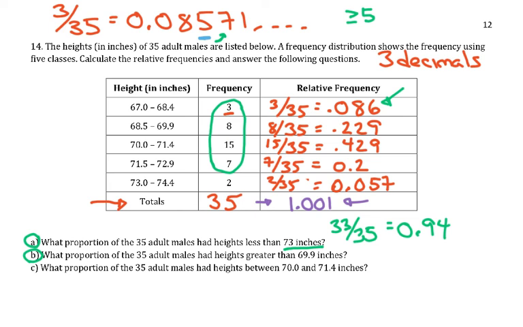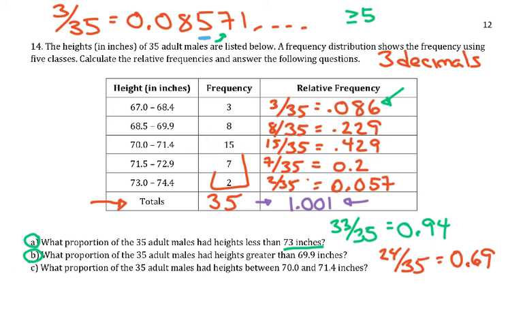Okay, what percentage had heights greater than 69.9? Well, that would be these guys. These are taller than 69.9. Add those numbers up. We get, for this one, 24 out of 35. This is 0.69. I'm just going to round to 2 decimal places.